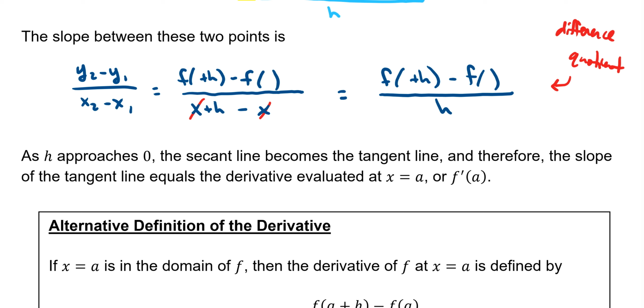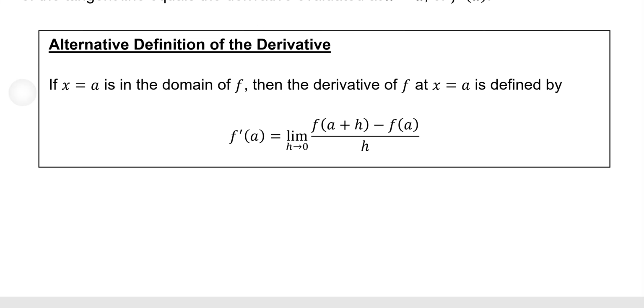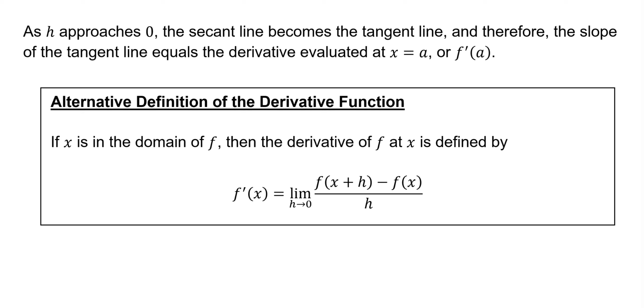f of x plus h minus f of x. All of those a's just become the variable x. And the reason this is going to be helpful is because we're going to use the same definition that we wrote below, except instead of a specific number a, we now have our definition of the derivative function, which allows us to find f prime of x, the actual derivative as a function with the variable x. So the derivative function f prime of x equals the limit as h approaches 0 of f of x plus h minus f of x all over h.